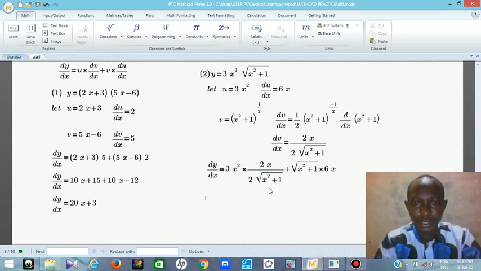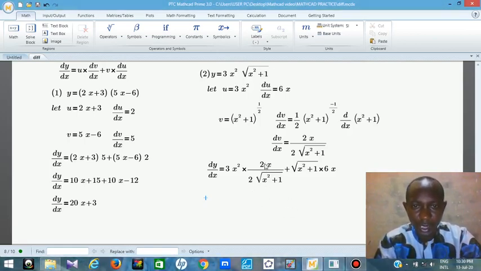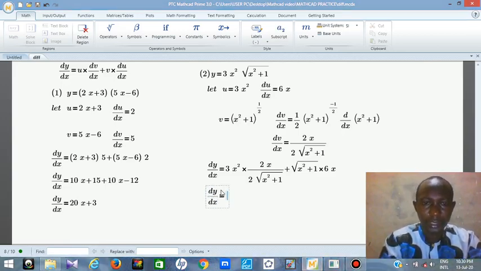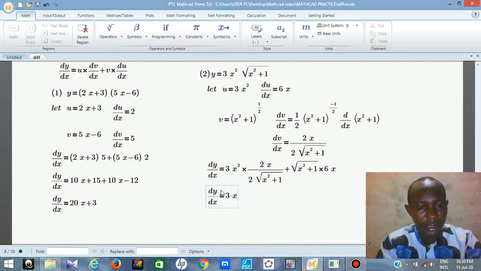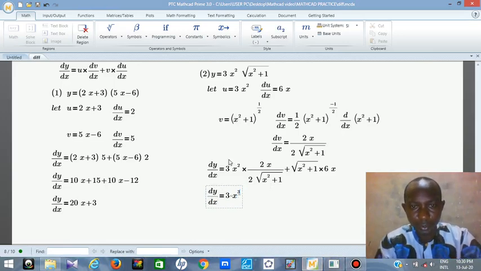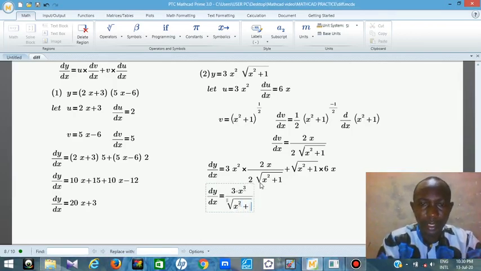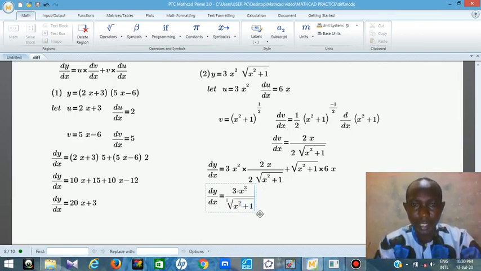So the next thing is to solve it downward, to the lowest form. The 2 can cancel out these 2 here since they are common. So I'm going to have 3x squared times x, which gives us dy dx equals 3x cubed, 3x squared times x is 3x cubed, divided by root x squared plus 1. So that is the end of that side.